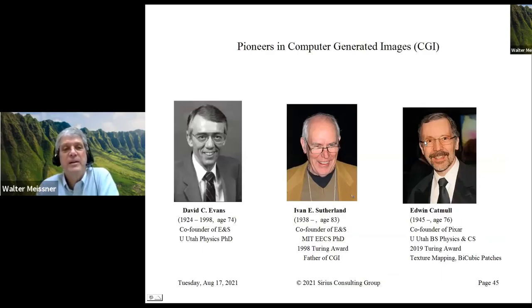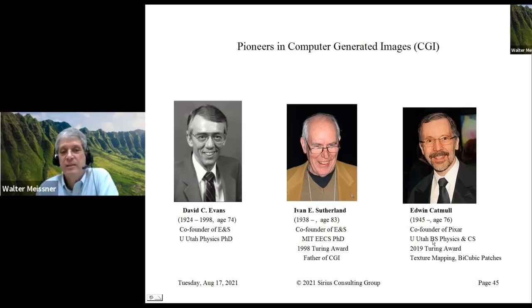Anyway, here are some of the pioneers in computer-generated images. Here's Evans and Sutherland. Evans got his PhD at MIT in EE and computer science, and then he came to Utah. He's like the father of CGI. He got the 1998 Turing Award. And just about all the other people, no matter where they got their degrees, wound up coming to Utah and getting degrees there. So Evans got his physics degree and PhD at Utah.